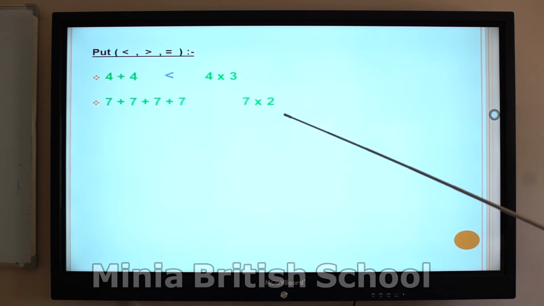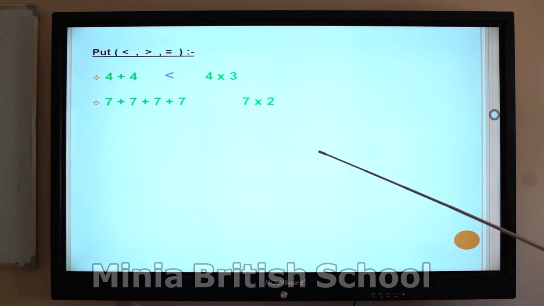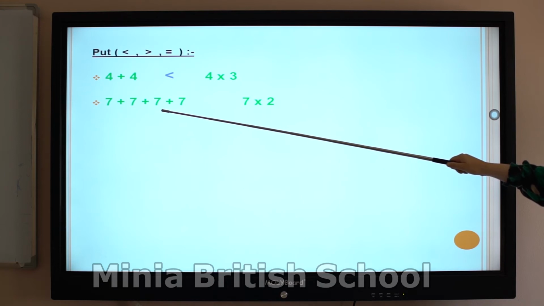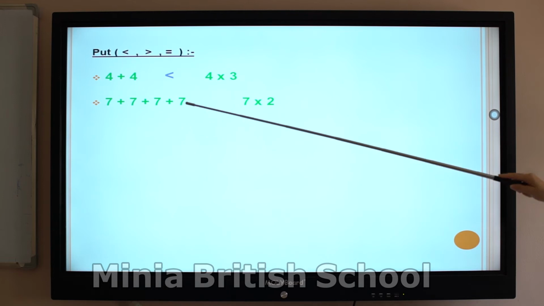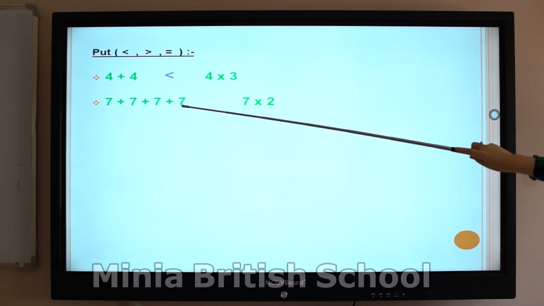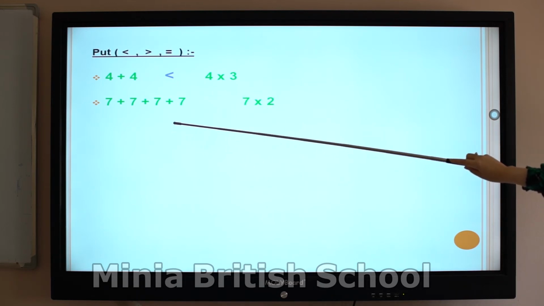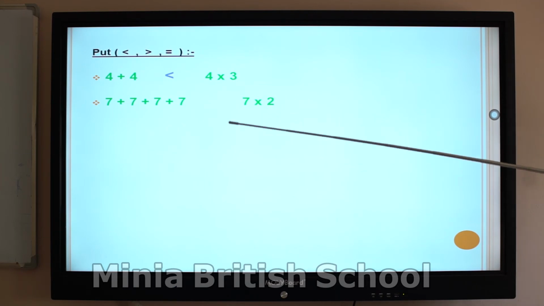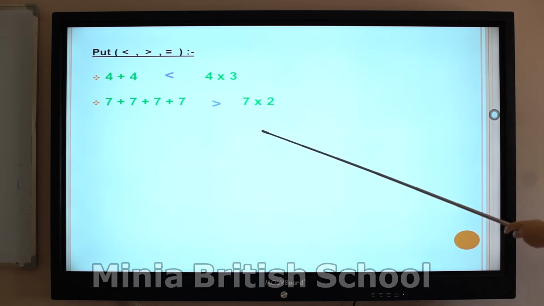7 plus 7 plus 7 plus 7. And here 7 times 2. Okay, convert addition to multiplication. 7 is the repeating number. How many times is it repeated? 1, 2, 3, 4. It will be 7 times 4. Here 7 times 4 and here 7 times 2. Here 7 repeated 4 times and here 7 repeated 2 times. So 7 plus 7 plus 7 plus 7 is greater than 7 times 2.